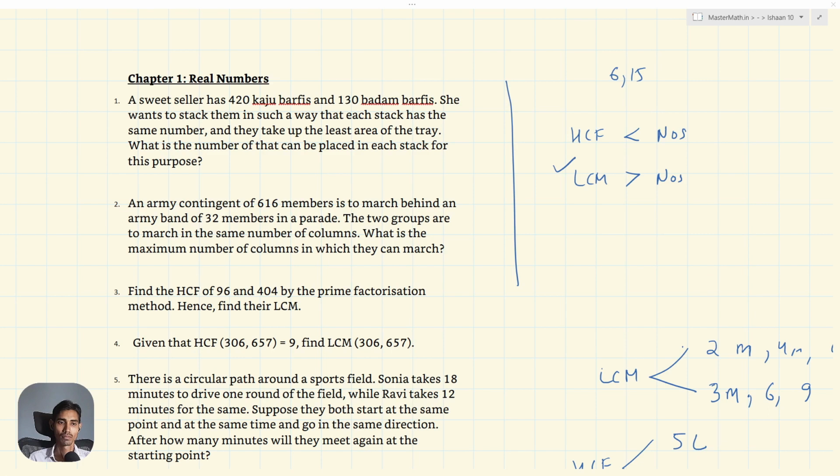First one, you have to find HCF. The stack couldn't be more than 420, right? We can't stack more than 420 Kaju Barfis or Badam Barfis in one stack. So it has to be less than that. And if the value is less than the two given numbers, it has to be HCF. So now it's easy to find. You can get the factors of 420, write it very clearly, and then get the factors of 130, and then see what is the lowest power of each of the factors. You try this.